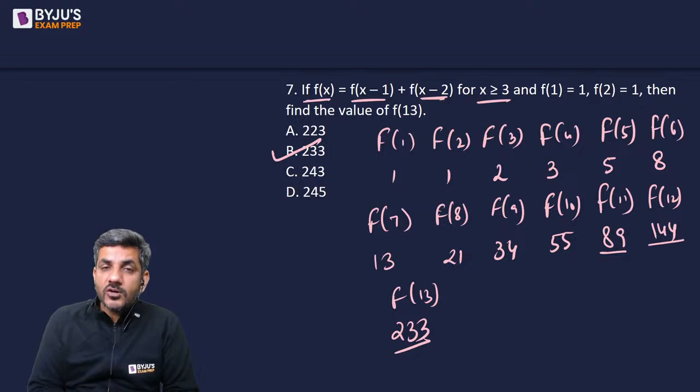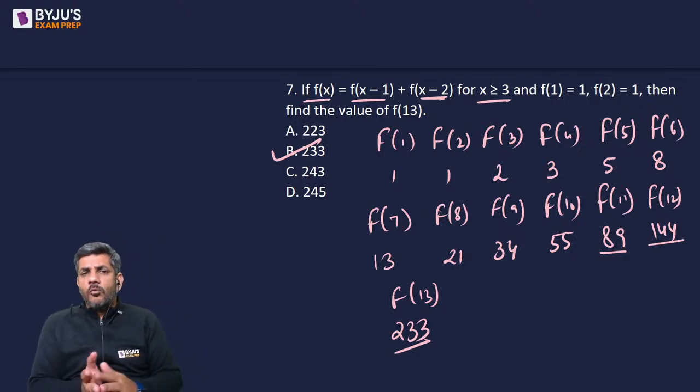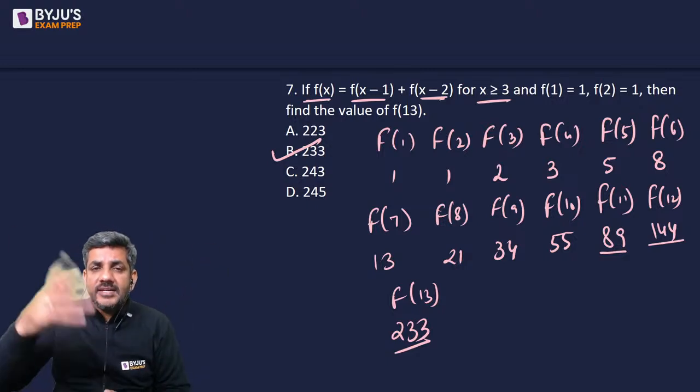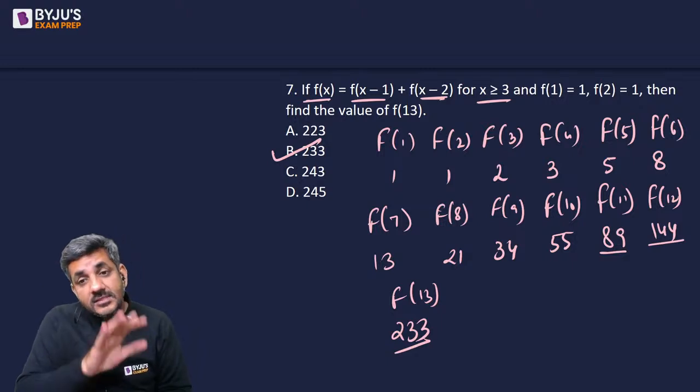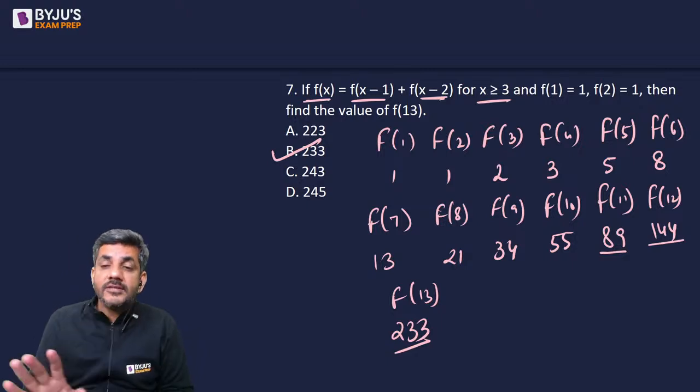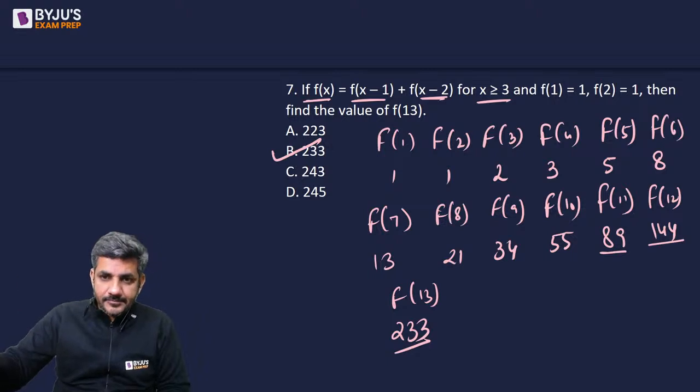But here you might have a question. Is this the only way of doing it? What if he asked me F43, F93, तब क्या होता? Yes, this is the only way of doing it and they would never ask you something like F43, F93.